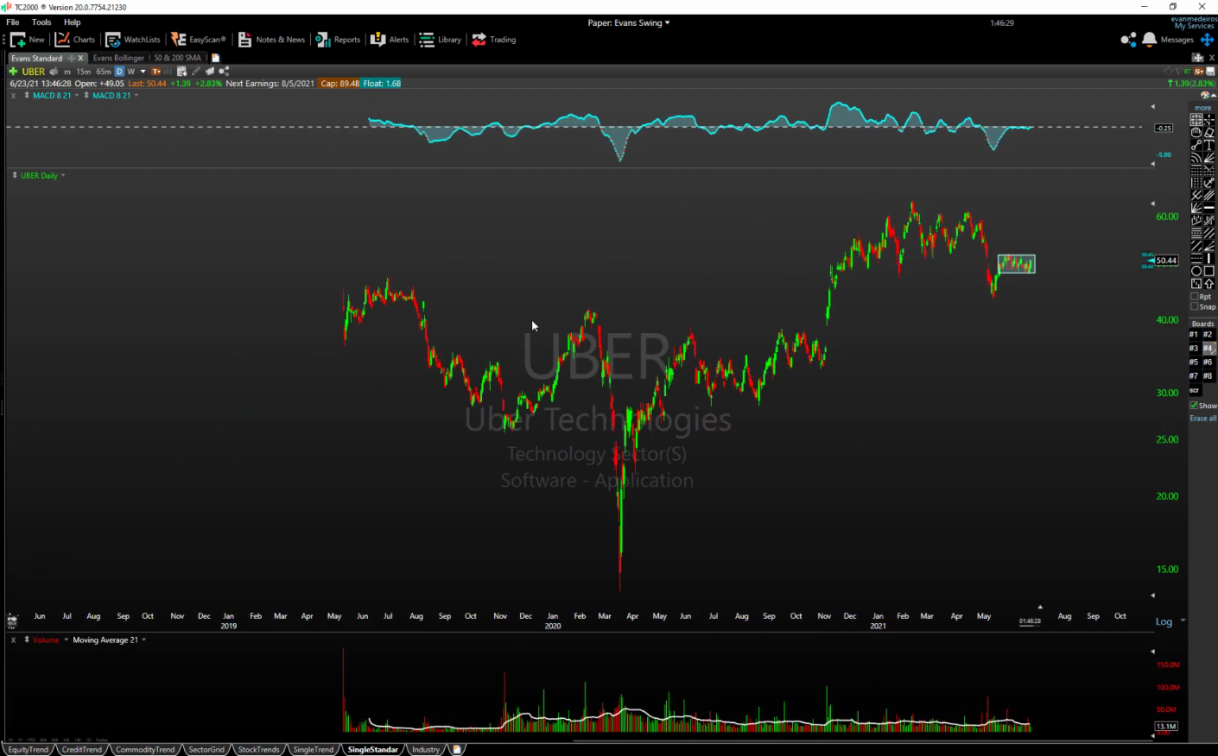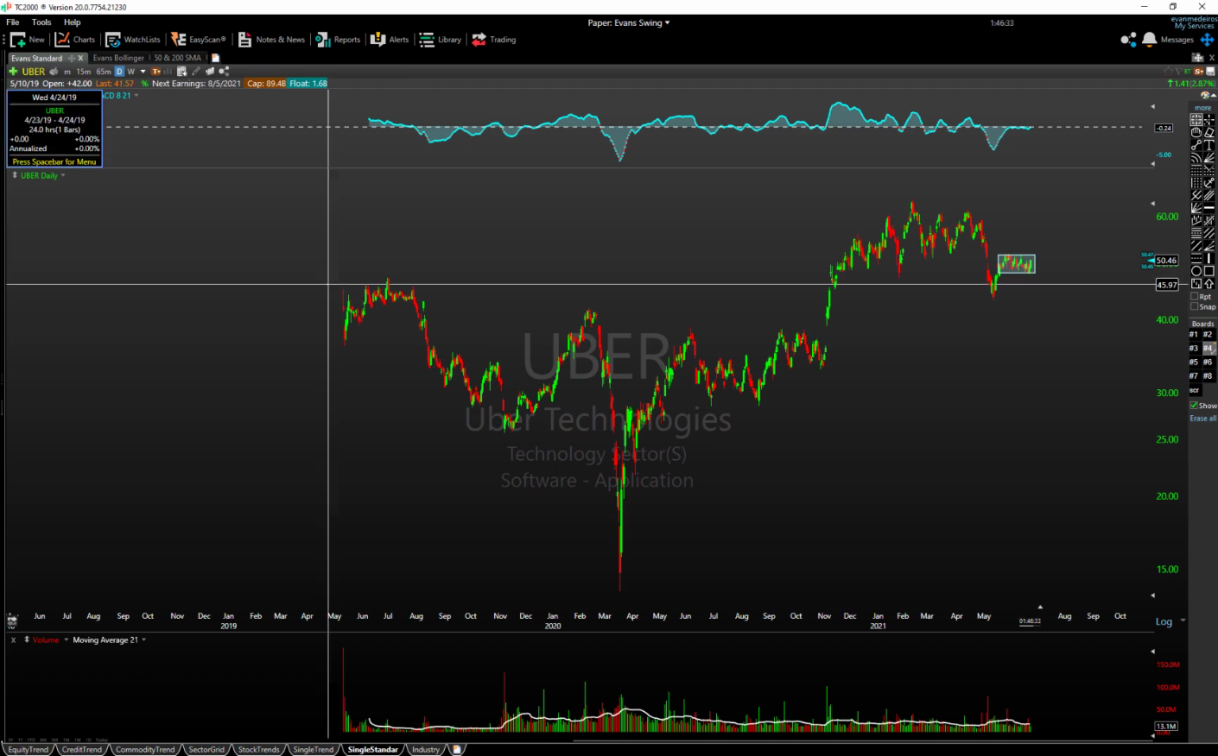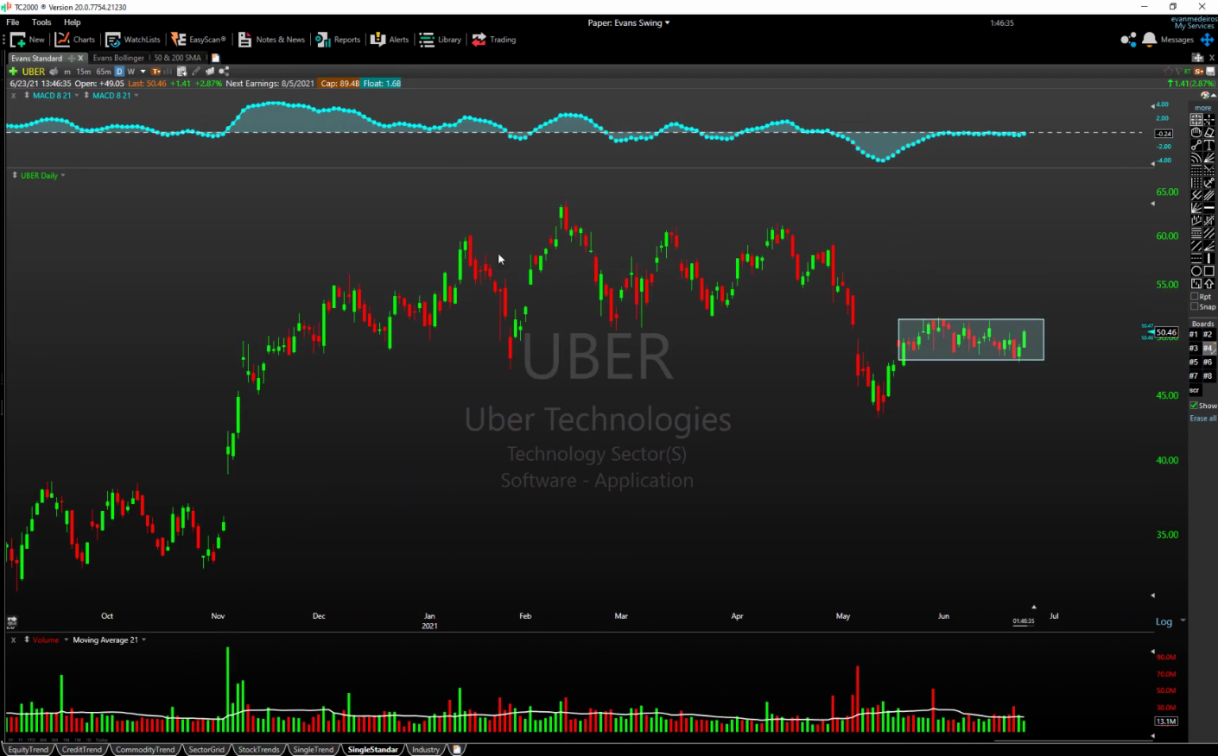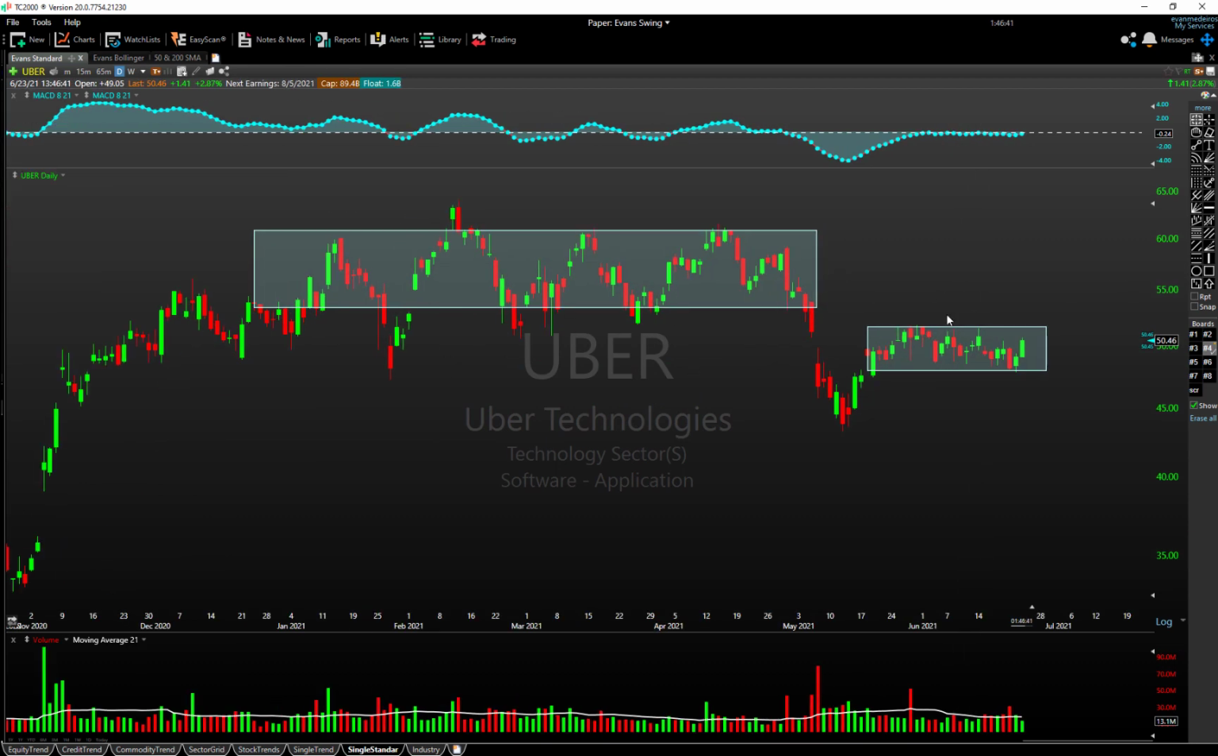If we zoom out, you can see it recently IPO'd in 2019 and hasn't done a whole lot. It is above its IPO price, but it's not quite back at all-time highs. You can see there's lots of supply up here in the 55s to 60s to deal with.